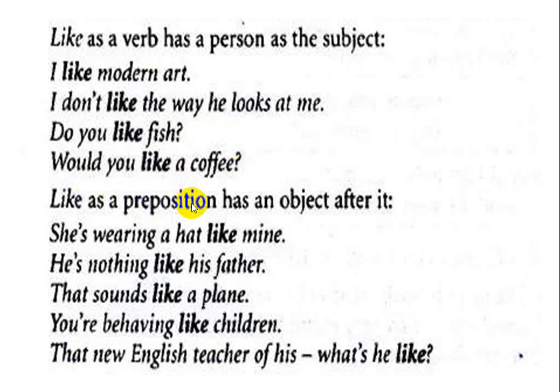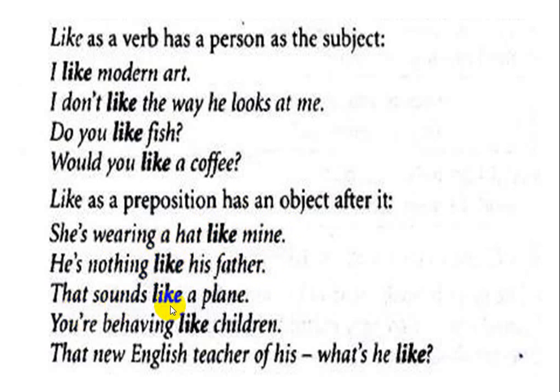Like as a preposition has an object after it. For example, she's wearing a hat like mine. Here mine is the object. It came after the preposition like. He's nothing like his father. His father here is the object. It came after the preposition here like.